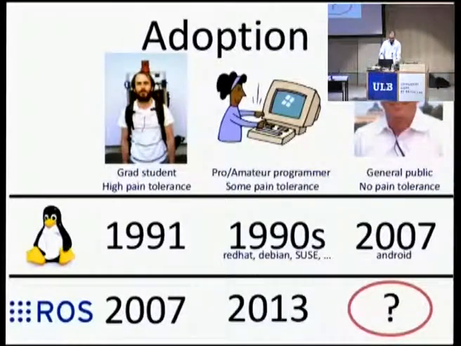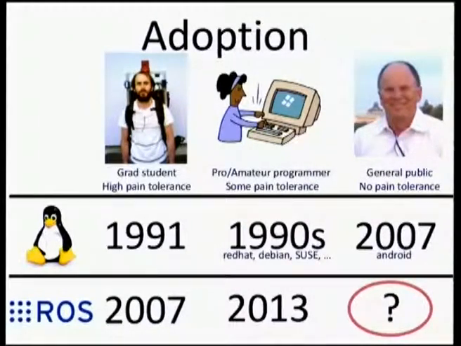So, adoption. This was an interesting thing to look at. We're trying, of course, like everyone, to reach out and get always a bigger audience and have our work be more relevant to the real world. We are hoping, of course, to follow the curve of Linux, like everyone is. The first column there is when the market is grad students. We have extreme pain tolerance. If it doesn't work, that's fine. If it's not documented, that's fine. If it's backwards and upside down, that's fine.